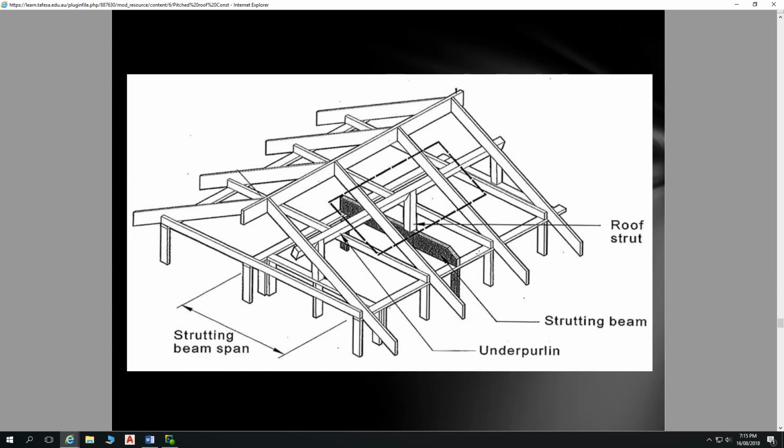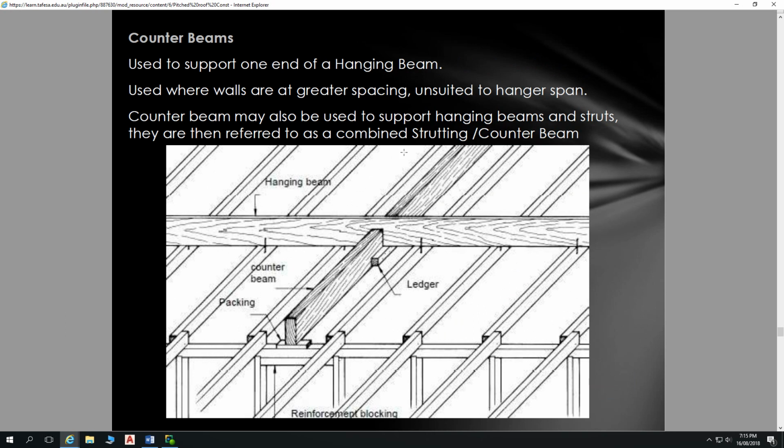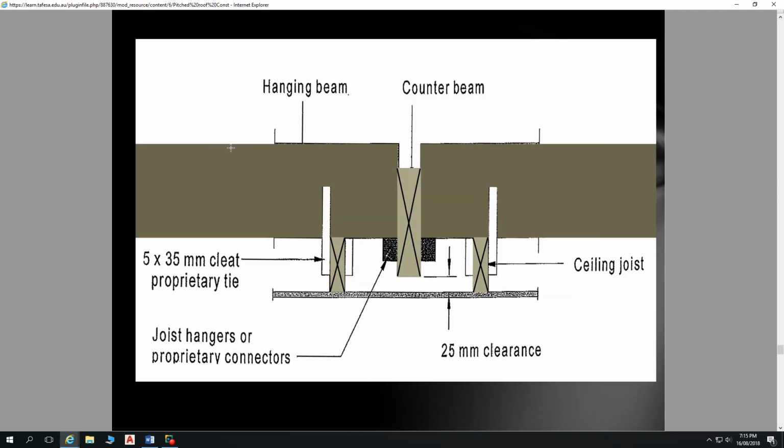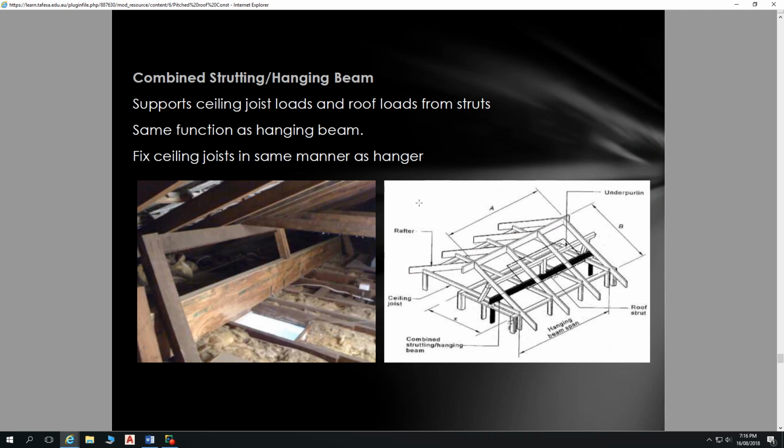So strutting beams, we'll keep moving through that fairly quickly. And know what strutting beams are. Hanging beams, we understand what hanging beams are. When we have to support a hanging beam part span, we support that by a counter beam. And this is a detail here, how our hanging beams pitch off of our counter beam. Sometimes our beams are going to be combined hanging and strutting beams. So I mentioned that earlier.